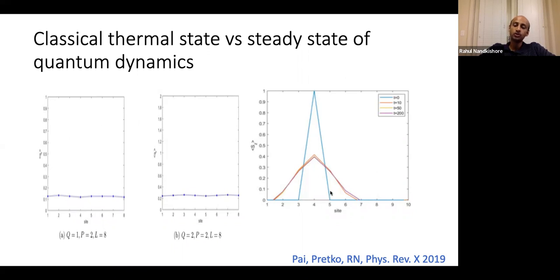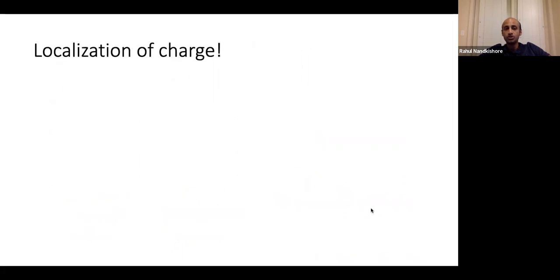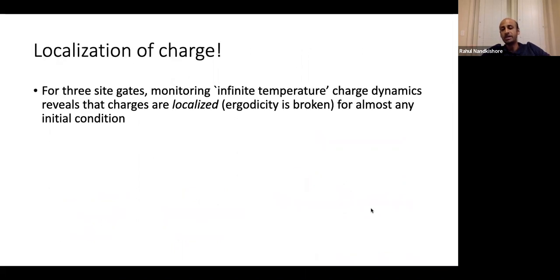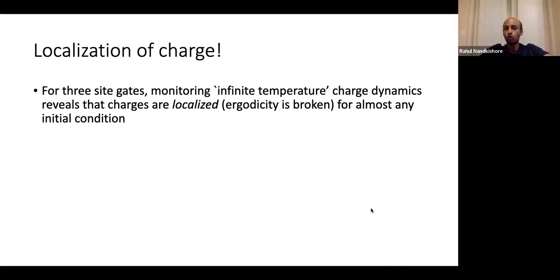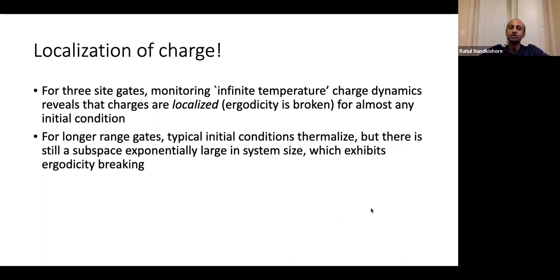Now on the right, what I've shown is you start with the charge sitting on a particular site, let's say site number 4, and then you just do this dynamics and you see where the charge ends up at late times. And you can see straight away that it looks very different. It looks like the charge remains localized close to where you started it off. So what's going on? In fact, for this minimal model that I gave you, charges are localized in almost any state. Essentially, the whole Hilbert space is localized, and ergodicity is broken for almost any initial condition.